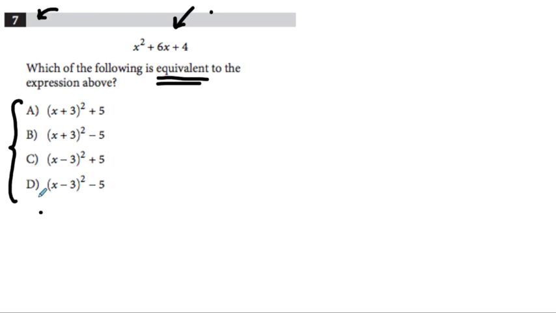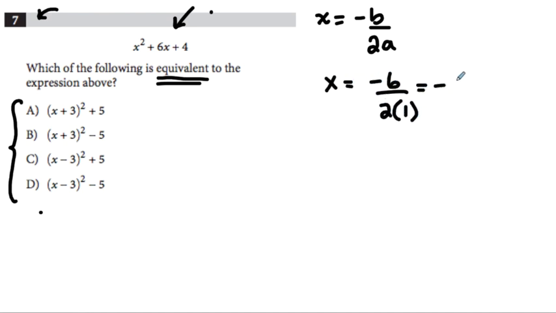So you actually have two options, depending on what you remember. First thing, I just need the vertex. Well, in standard form, you can find the x coordinate of the vertex by doing negative b over 2a. So that would be negative 6 all over 2 times 1, so negative 3. So I know that the x coordinate of my vertex is negative 3, and so I could throw out c and d, because inside the function we change the sign of the x coordinate, so it would be the opposite. So it would be a or b.